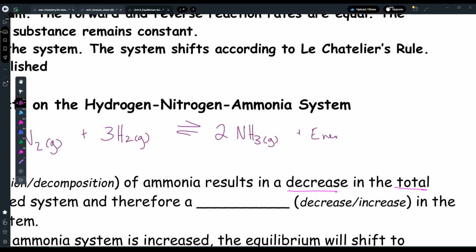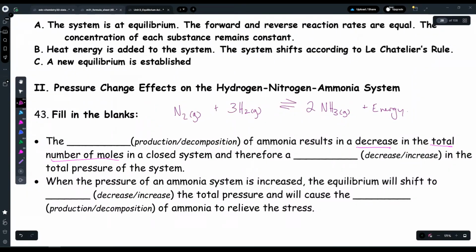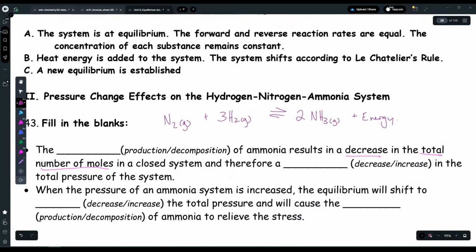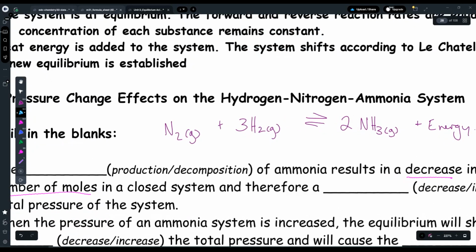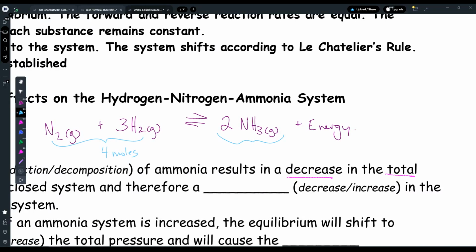And I'm just going to say energy. Okay. So what you're going to want to do, since we're decreasing the total number of moles in the system, let's figure out, okay, how many moles of gas do we have on the reactant side? How many moles do we have on the product side? So the total amount of moles on the reactant side would be 4 moles of gas. So I'm adding the 1 with the 3. I'm looking at the coefficients here. And then on the product side, there's 2 moles of gas.